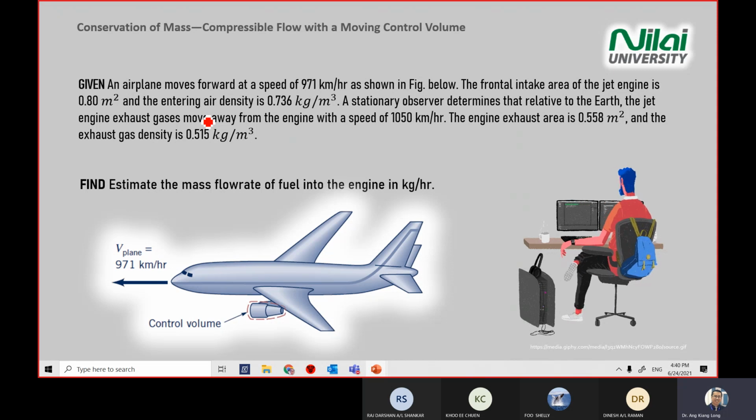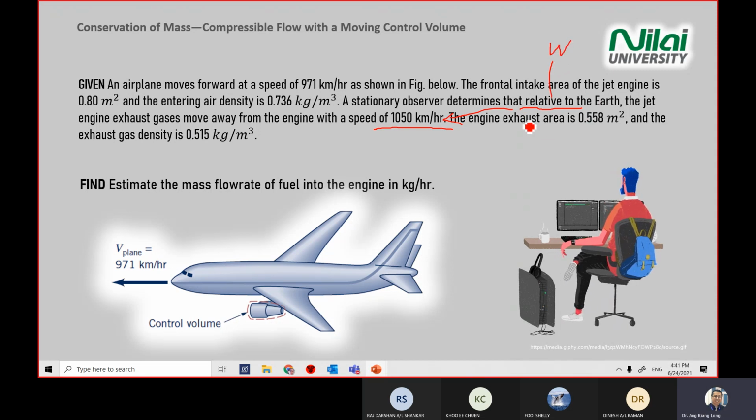Okay, so far we are still at the conservation of mass equation. This is the example for moving control surfaces, control volume, so we're just changing one of the U to W. A stationary observer determined that relative to the Earth, the jet engine exhausts gas away from the engine with the speed of this one. So you have the word relative. Try to recall what we covered so far. I think 10 minutes ago I mentioned something about relative. So link this relative to this number. Relative you always link with your W.